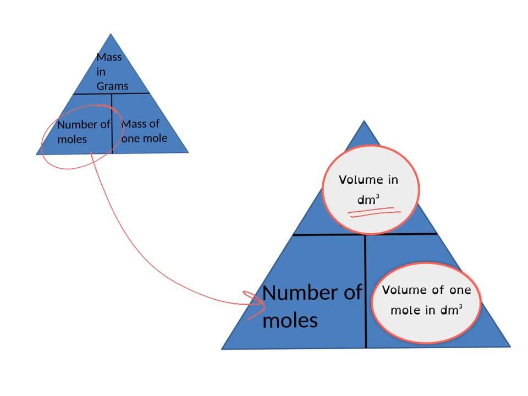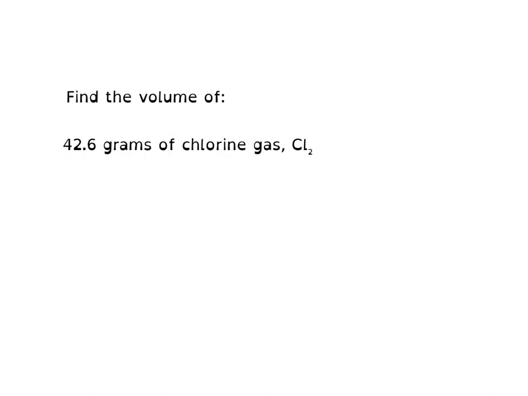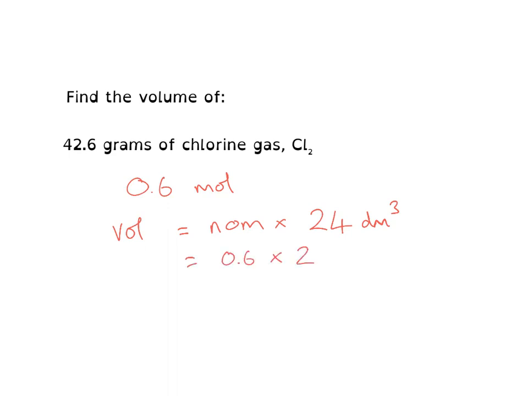I want the top number, I want volume, so I'm going to times number of moles by volume. And so if I have 0.6 moles, as I worked out in the previous bit, then my volume is going to be number of moles times 24, because that is my volume in decimetres cubed. And so I would do 0.6 times 24, which is 14.4 decimetres cubed.